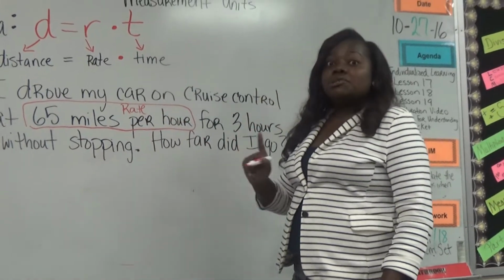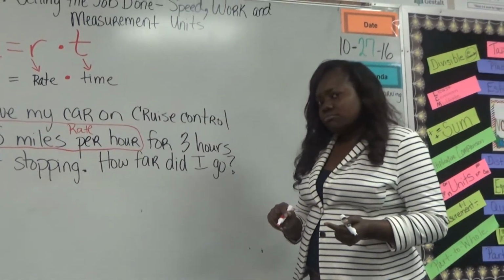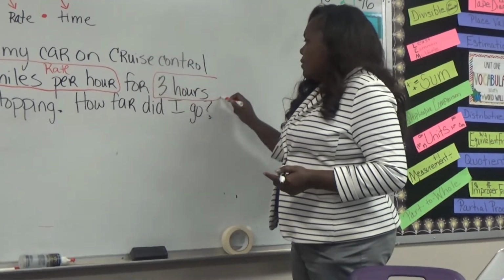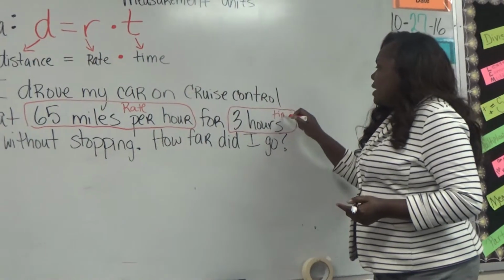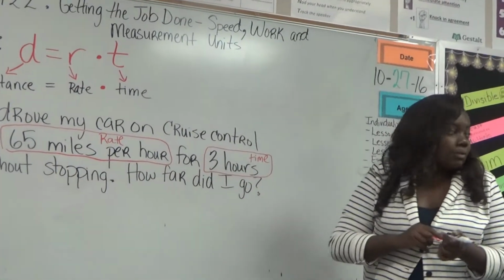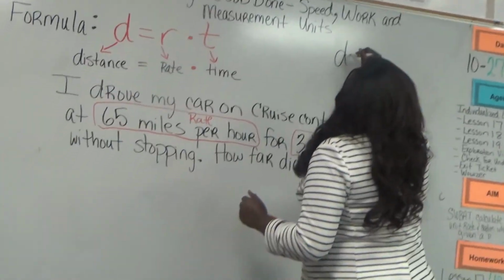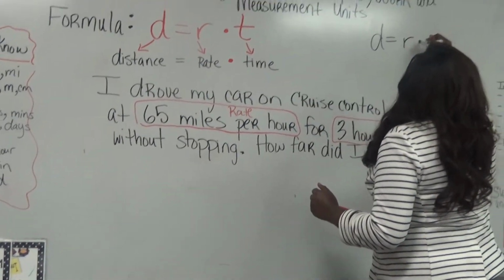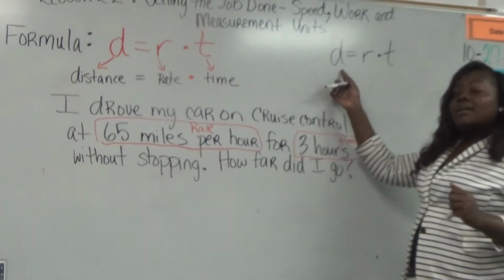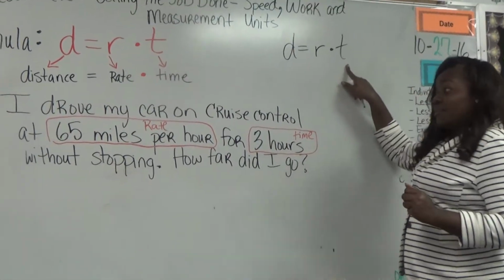And again, we're on exercise 1. Okay? What else did you see? The time. And our time is 3 what? 3 hours. What lets us know that this is the time? The hours. So we're going to go ahead and set this up. So I have D equals R times T. And Caitlin, what does the D stand for again? The distance. The R stands for the rate, and the T is for the time.